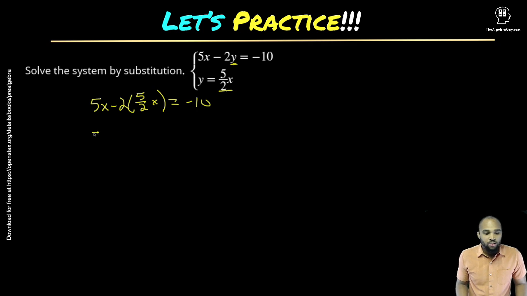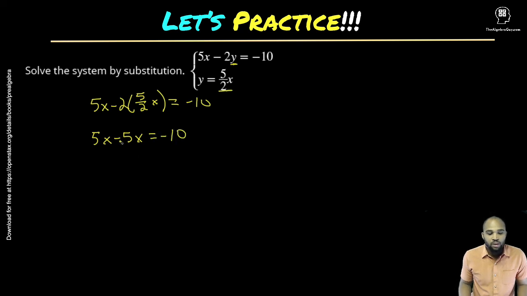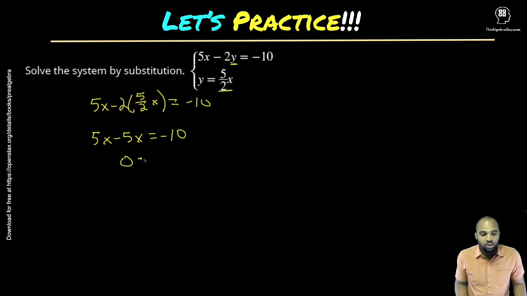And let's solve for it. 5x. 2 divided by 2 is just going to give us 1. We still got this negative, so that's going to be a negative 5x equals negative 10. So 5x minus 5x equals 0. Nothing there, and that equals negative 10. What's going on here? In this case, we have two lines that are parallel, and they're never going to cross.